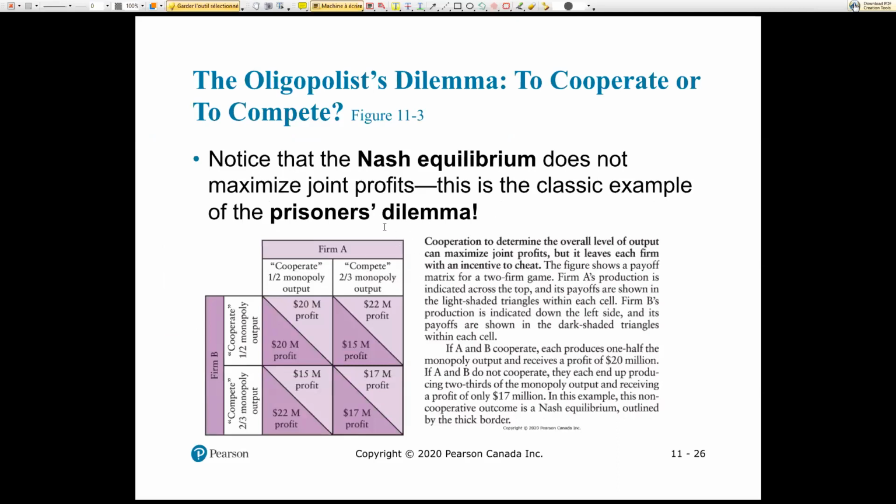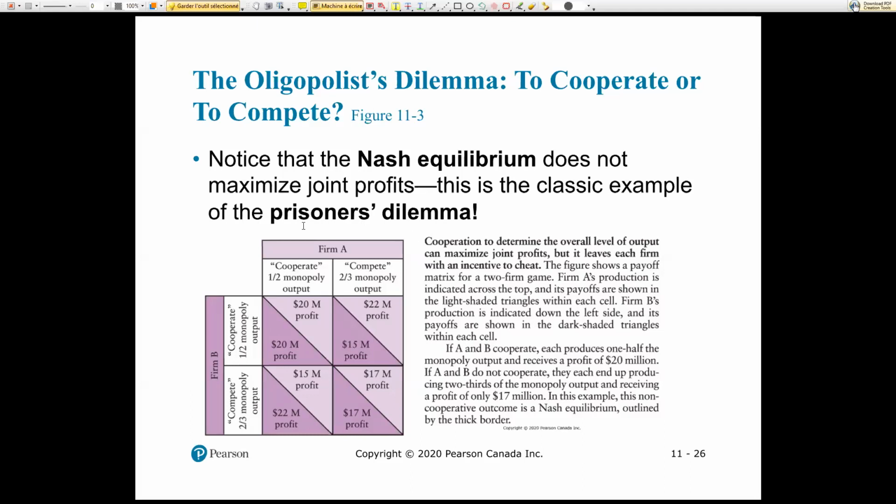As we were saying, the Nash equilibrium does not maximize joint profit, because here they would have a joint profit of 40 million, whereas here they just get 34 million. So they would be better off cooperating, but they do not cooperate. So that's the outcome, the prisoner's dilemma.